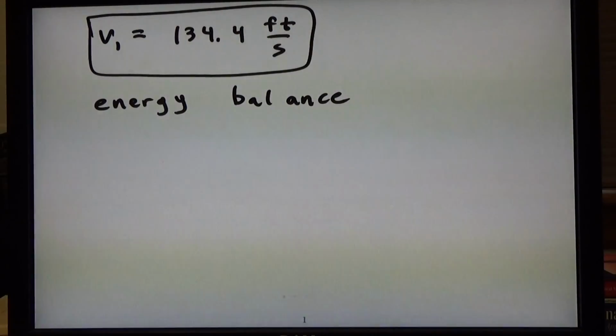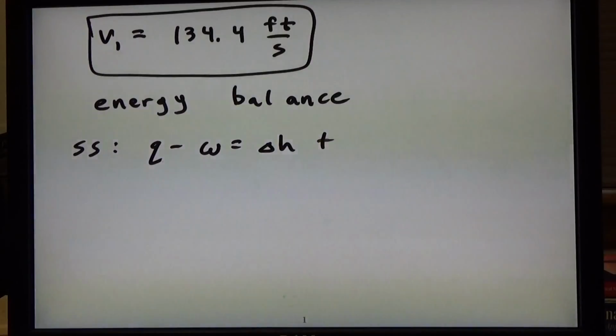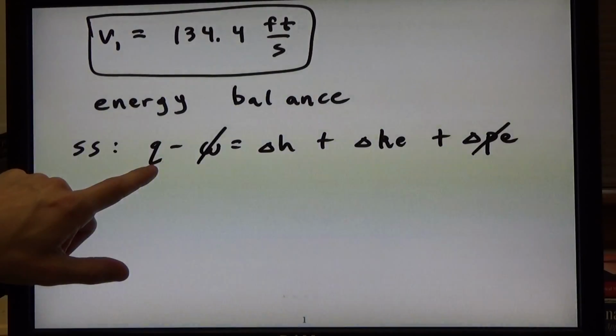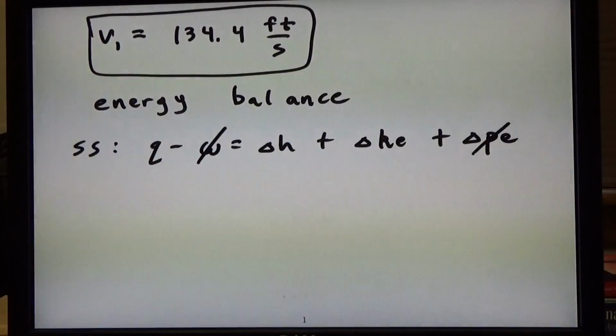So our energy balance, we start off with the single stream form of the energy balance for the nozzle. Cancel off the negligible terms from our conditions. Potential energy and work are gone. And then we'll need to solve for Q, delta H, and delta KE in this equation.